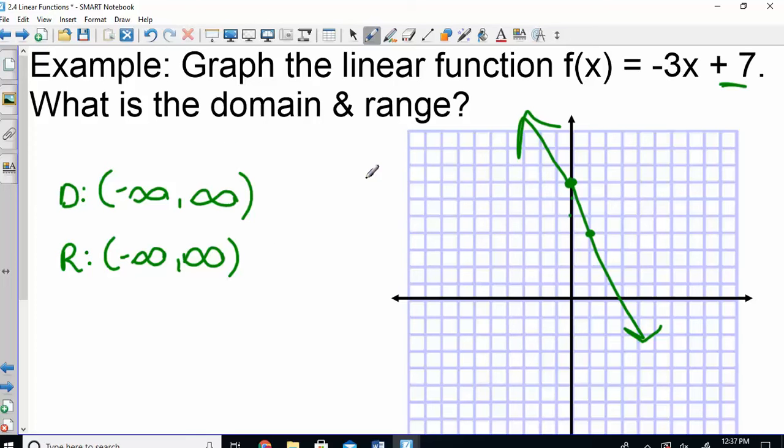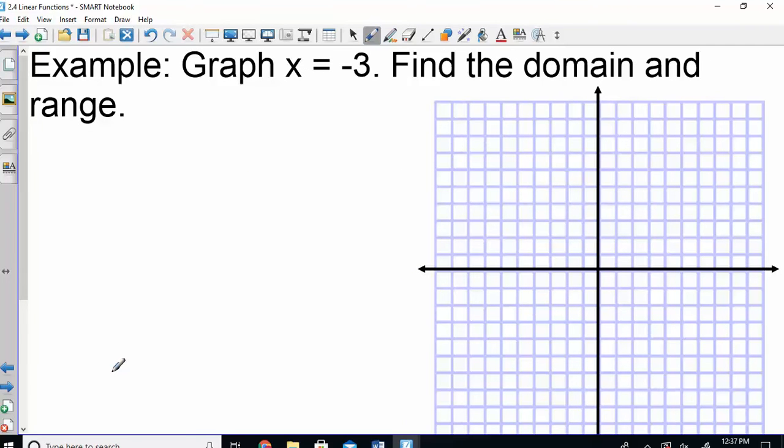All right, do we need another one like that? Good with that. What if I said x equals 3? If it's just x equals, that means it's a vertical line. So I just have a vertical line at negative 3. Is that a function, by the way? No, it would fail the vertical line test. That's why it's not f of x equals. So that's not a function.